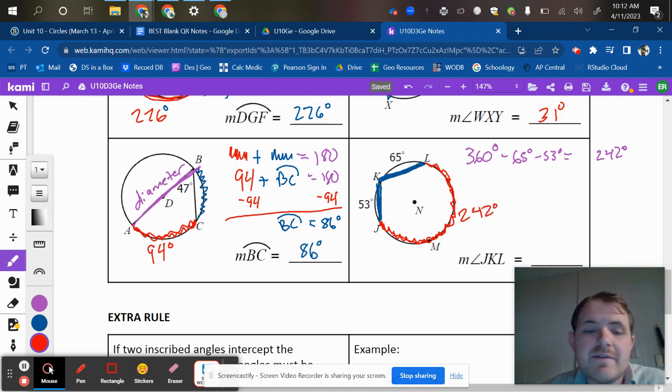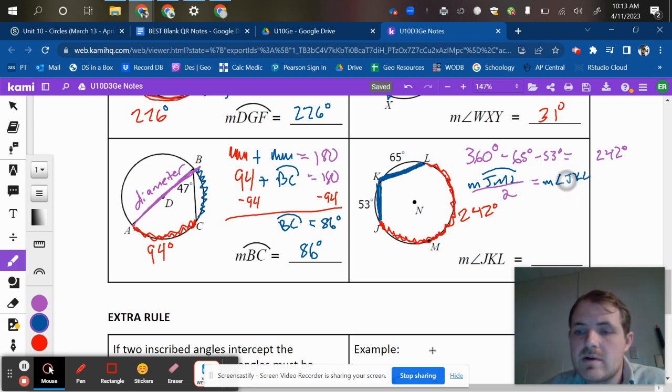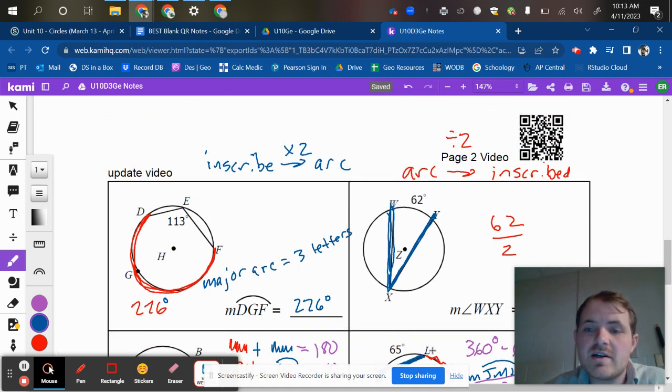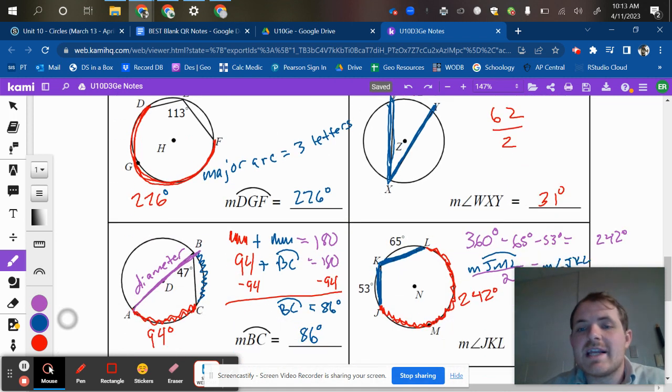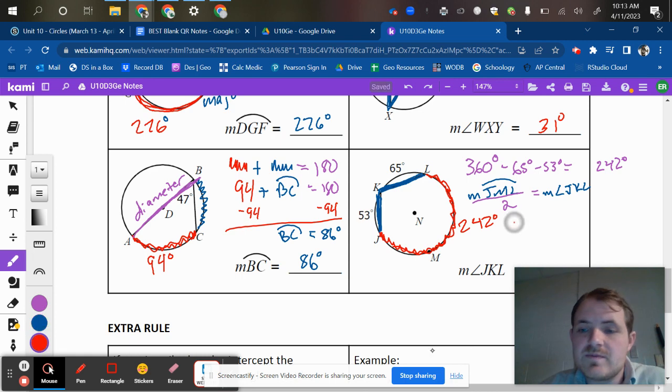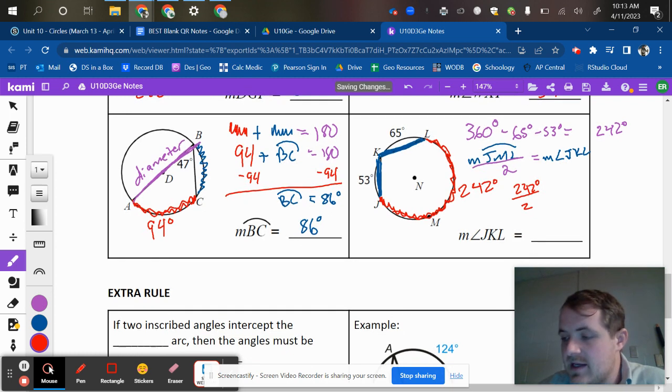Okay. But if you're remembering the relationship, if you're looking at arc JML, you have to cut that in half to equal that angle JKL. Okay, so remember, since we're given that arc and we're going to the inscribed angle, we've got to divide by 2 there. So 242 divided by 2 is going to be our final answer for that, giving us 121 degrees.